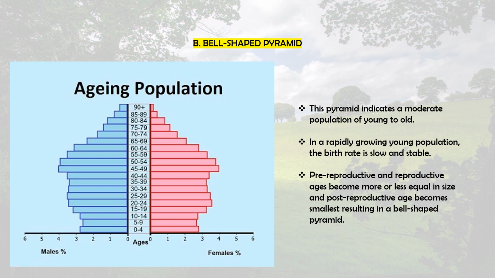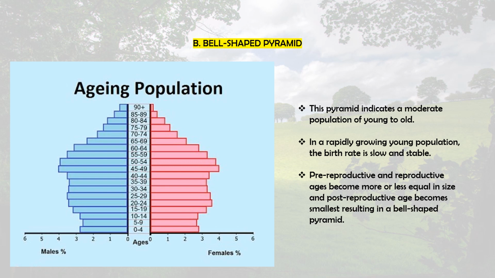Next one is bell-shaped pyramid. In this type of pyramid, we can see nearly stable age distribution. This pyramid indicates a moderate population of young to old, and in a rapidly growing young population, the birth rate is slow and stable, and the pre-reproductive and reproductive ages become more or less equal in size, and the post-reproductive age becomes smallest, resulting in a bell-shaped pyramid.